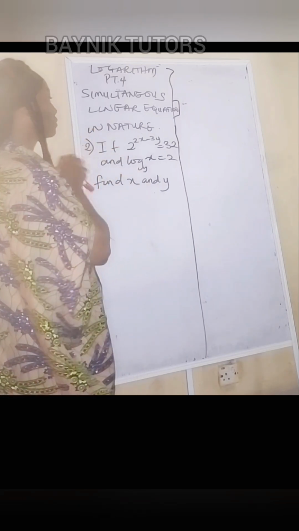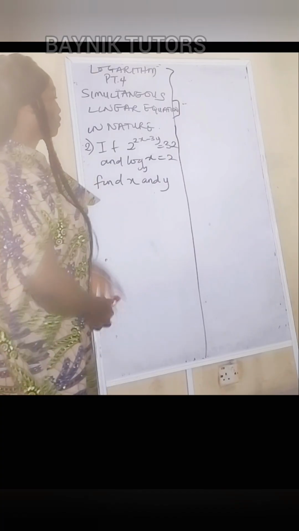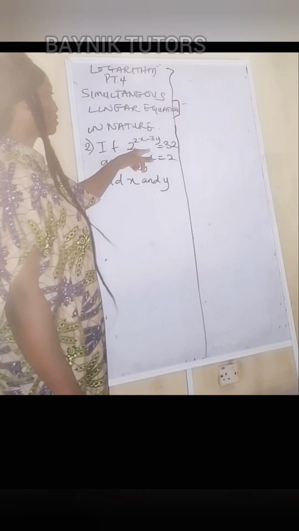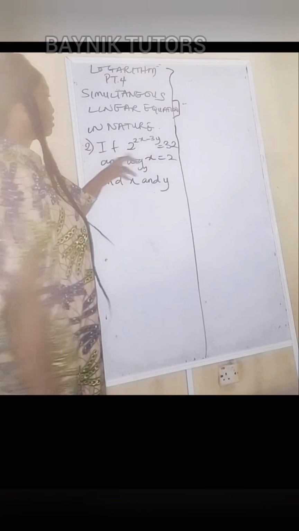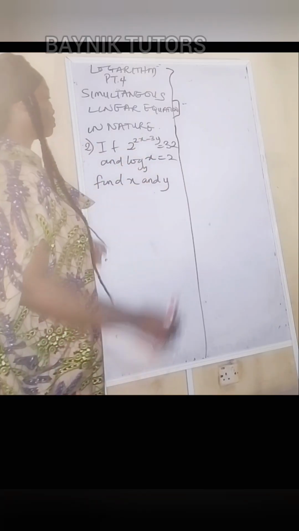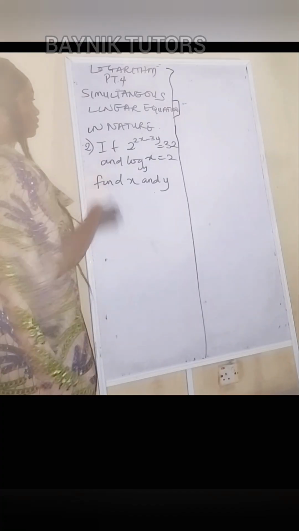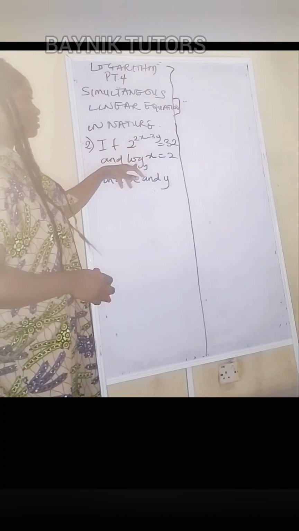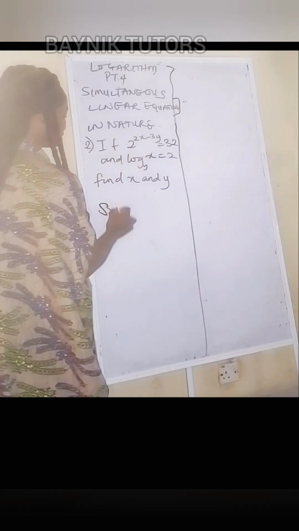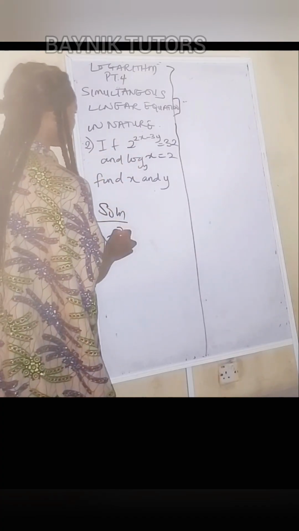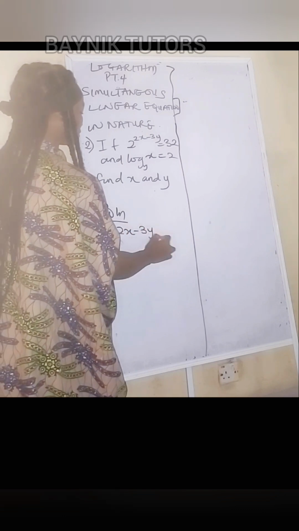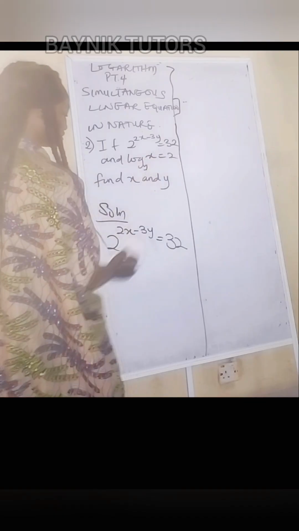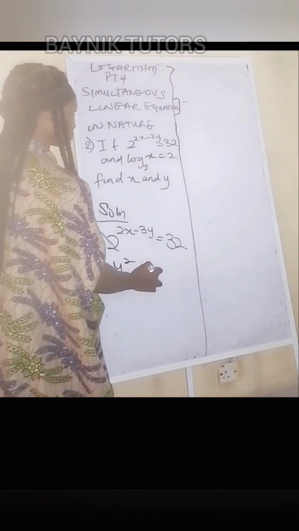So this is another simultaneous equation. So now, say if 2 raised to the power 2x minus 3y equals 32, and log x base y equals 2. So we have to find x and y. So now the first thing we are going to do, let's quickly change this one to what? Indices. Since we have this one in logarithm, we'll change this one to indices. Okay, so now the first equation is 2 raised to the power 2x minus 3y equals 32, and this one is what? It can be y squared equals x. So it will be what? y squared equals x.